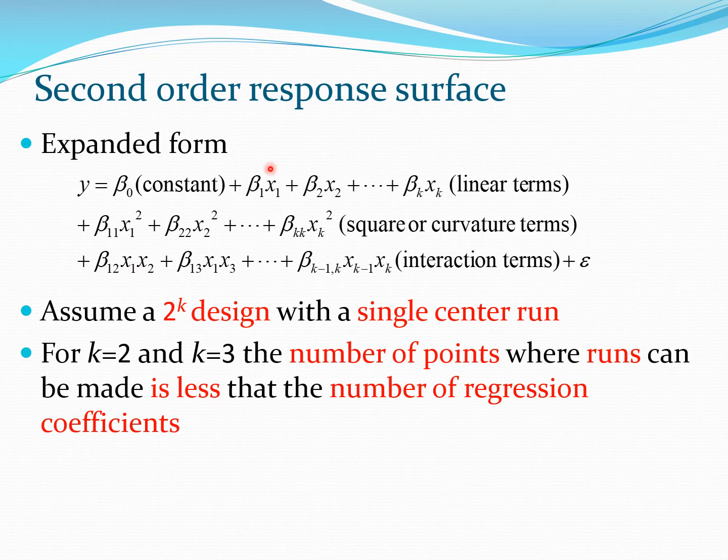So these are the number of regression coefficients. Now let us say we are taking a 2^k design with a single center run. Now we will look at the various points and we will observe that for k is 2 and k is 3, the number of points where runs can be made is less than the number of regression coefficients.